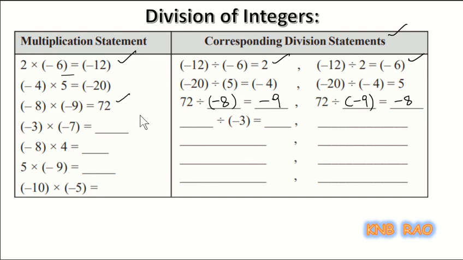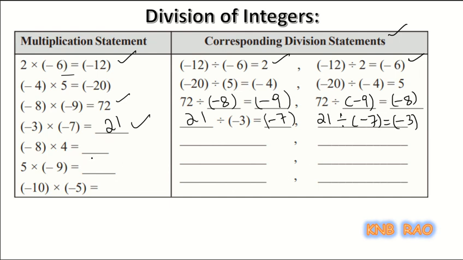Now students, here minus 3 into minus 7 results positive 21, and when 21 is divided by minus 3 gives you minus 7, whereas 21 divided by minus 7 results as minus 3. So here we will be writing for each multiplication fact 2 division facts.